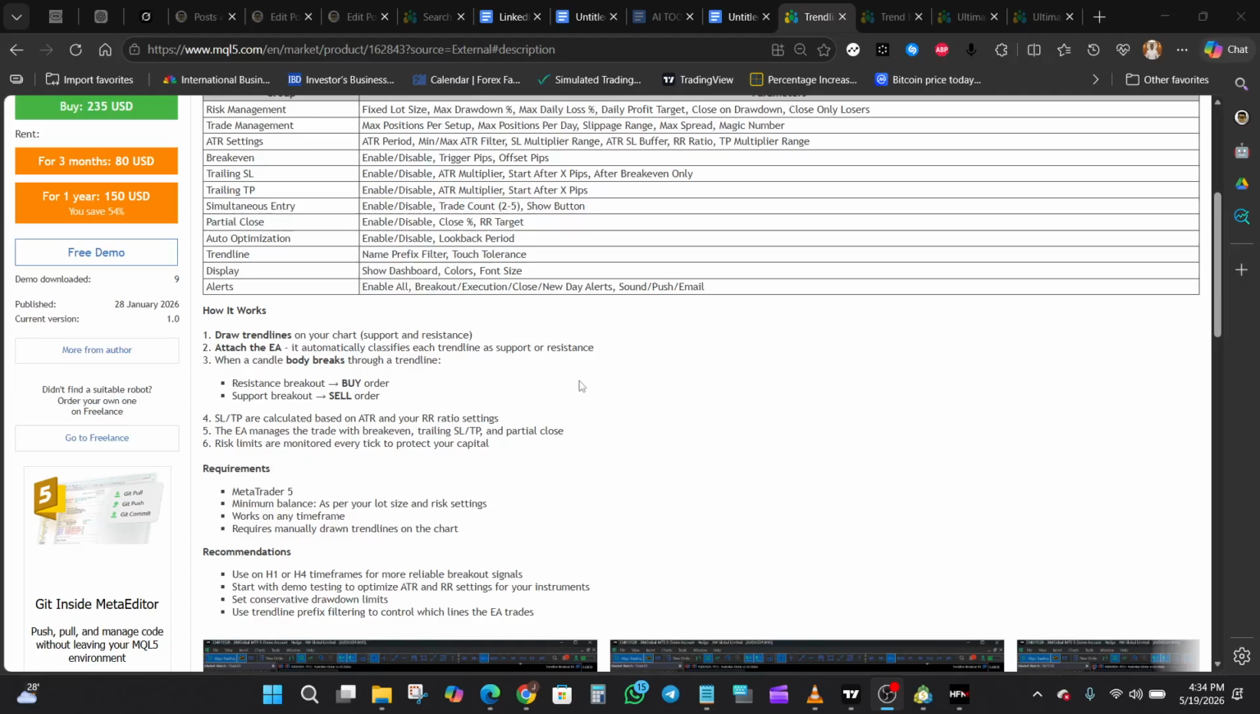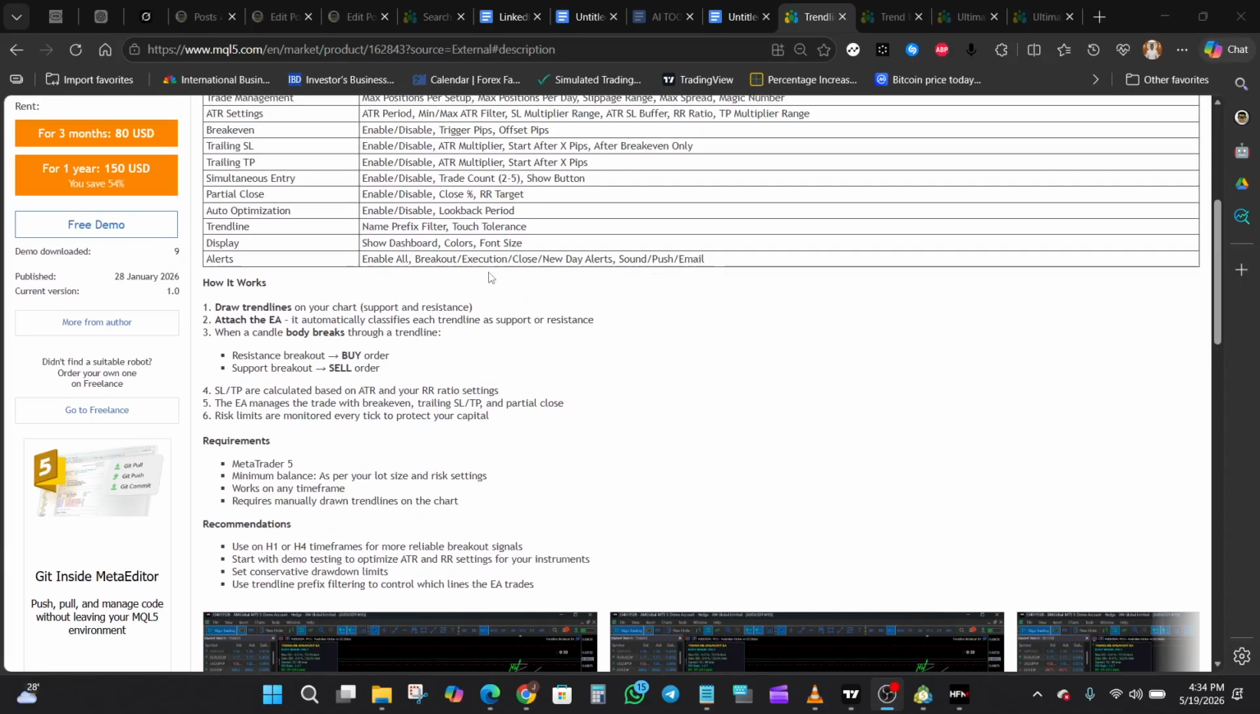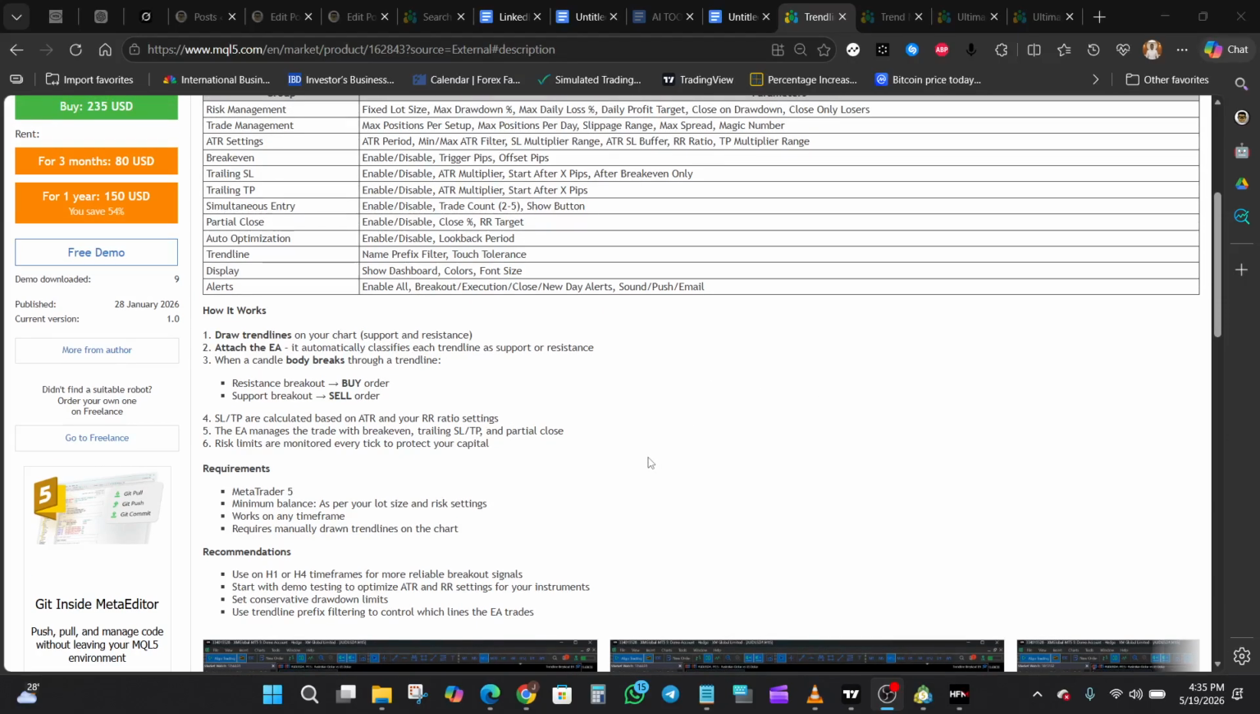Now, moving further down, I can see ATR based settings which are used to dynamically measure volatility. Okay, so this influences things like stop loss placement and take profit calculations, meaning the EA adjusts trade structure depending on market movement strength. Right, there are also options for break even management, trailing stop loss, and trailing take profit. So these features allow trades to be managed more dynamically once they are in profit, helping to protect gains as the market moves. Now, I can also see partial close functionality.